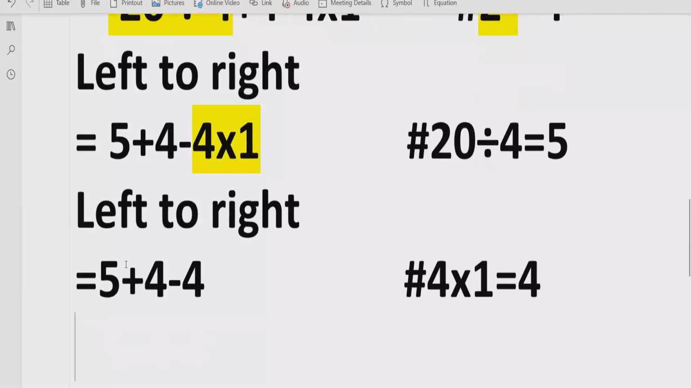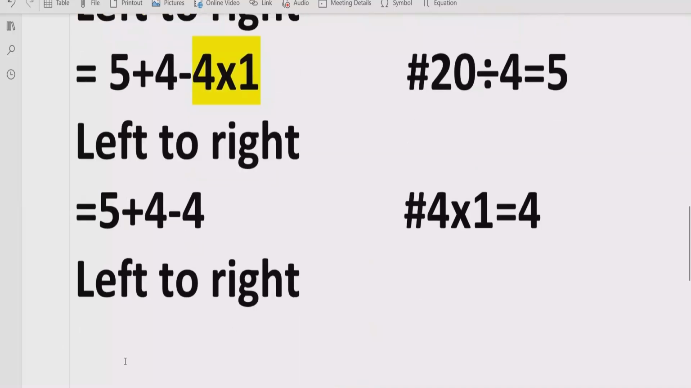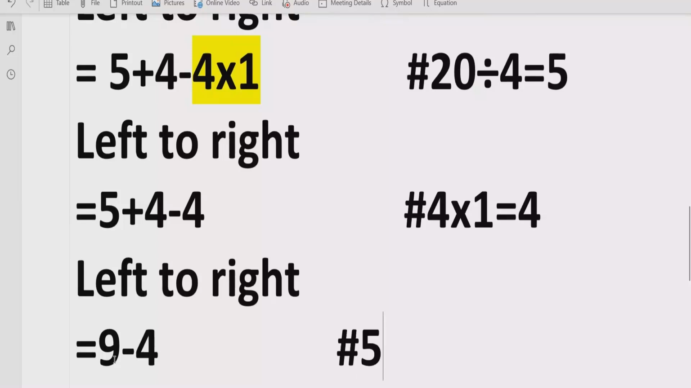Now move forward. Again we have to go left to right and find out addition and subtraction. Now we have addition, 5 plus 4 equals 9, and minus 4 we will write as it is. And here we will give the reference, 5 plus 4 equals 9.